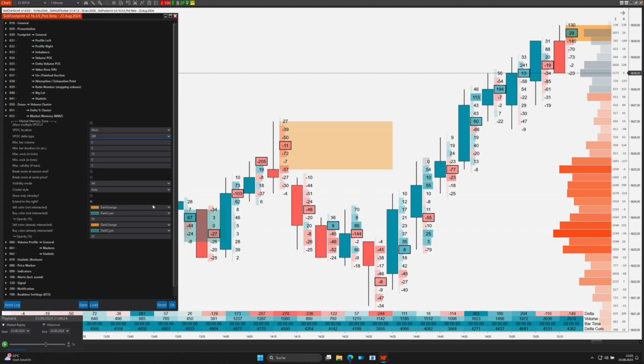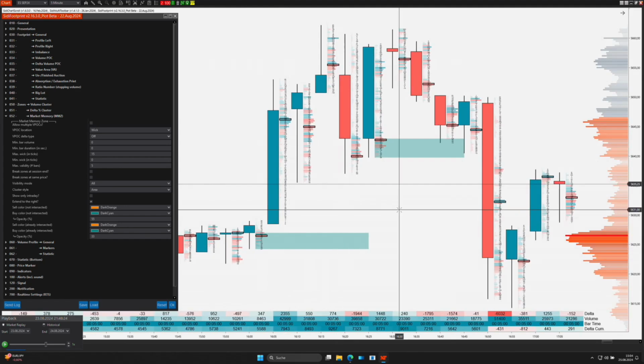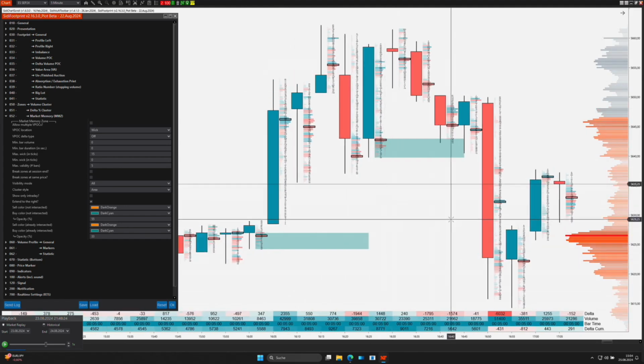The same as with many other functions is here again, break zones at session end. So we want to carry the zones over to the next day if they have not been broken, yes or no. In addition, break zones at same price simply means if we run this zone once up to here and back again, it should still be considered broken. Otherwise, here again are all the visual settings, how the whole thing should be presented to us. So again, a very exciting function here in the SidiFootprint indicator to have an advantage in trading here in the footprint trading area.